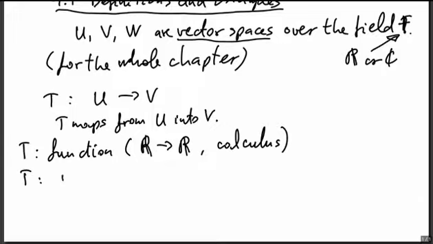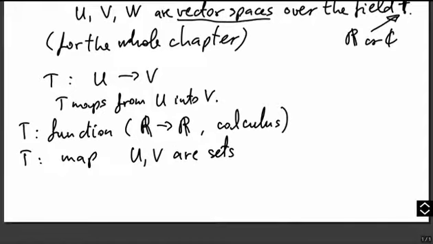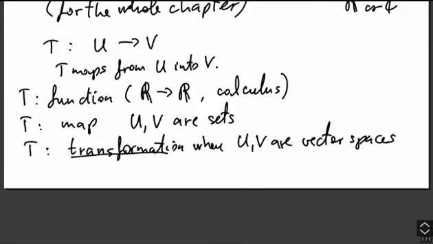The map is used usually when U is a set and V is a set. So just mappings between sets. And when we have vector spaces, then usually we use the name transformation. So most of the time I will use the name transformation in this case.